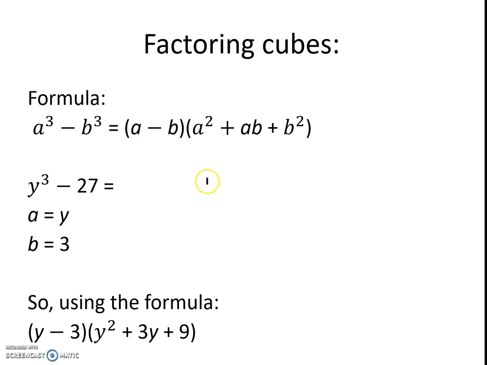Factoring cubes still, but we have a negative in the middle. Our formula is a minus b, the quantity, times a squared plus ab plus b squared. And they give us the example of y cubed minus 27. So if we take the cube root of y cubed, we get y, and the cube root of 27 is 3. So now we know our a and b.